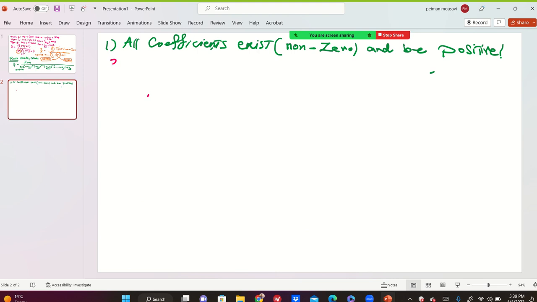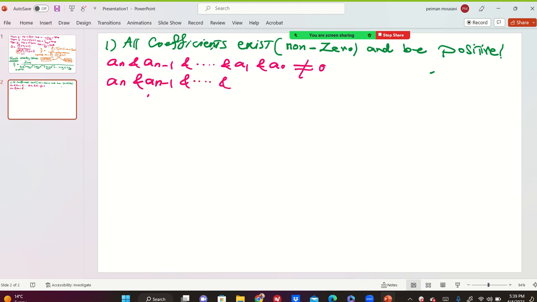So a_n and a_(n-1) and a_1 and a_0 cannot be 0. All of them must exist. And a_n and a_(n-1) and a_1 and a_0 must be greater than 0. Must be positive numbers.